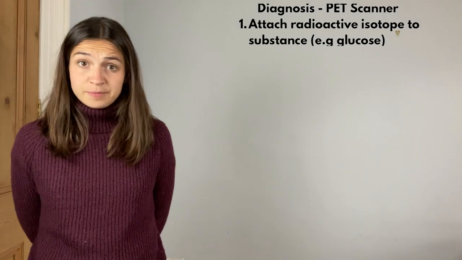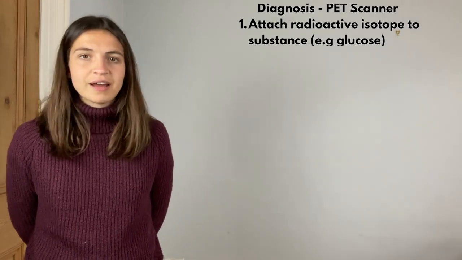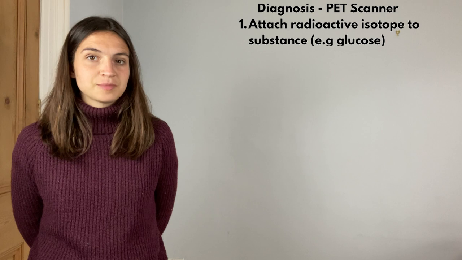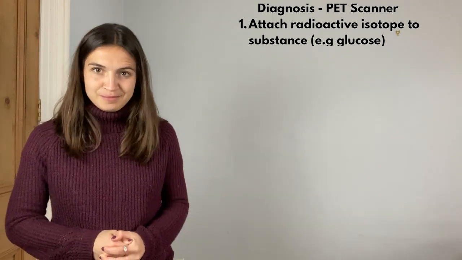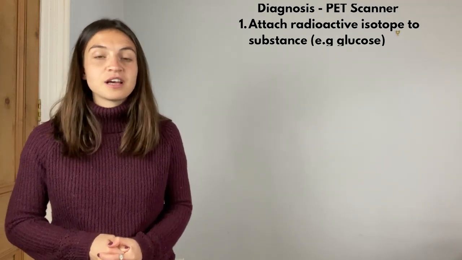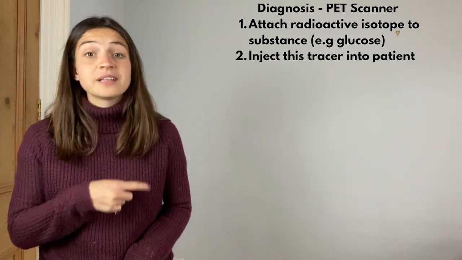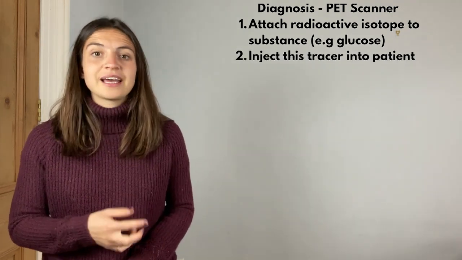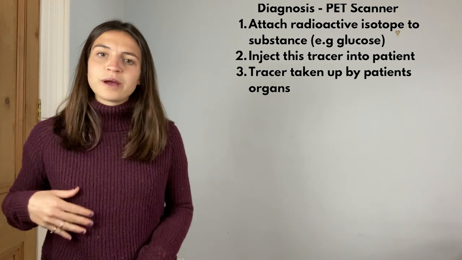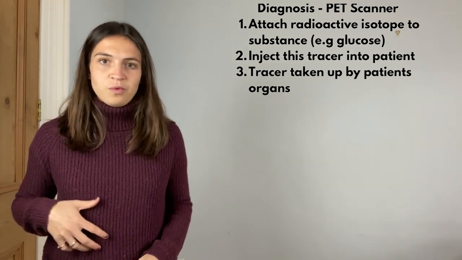Ionising radiation is also used in the diagnosis of things such as cancer. One of the scanners that we use to detect cancer is called a PET scanner. And this, in a nutshell, is how it works. Take a substance like glucose and attach a radioactive isotope to that substance. This is called a tracer because it helps us to find where these cancer cells are. You then inject that radioactive tracer into the patient. It makes its way around the body to the organ that you want to look at.